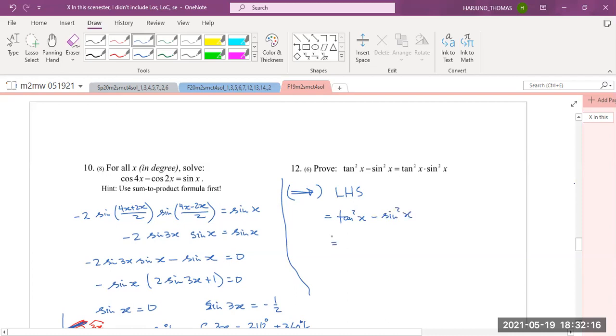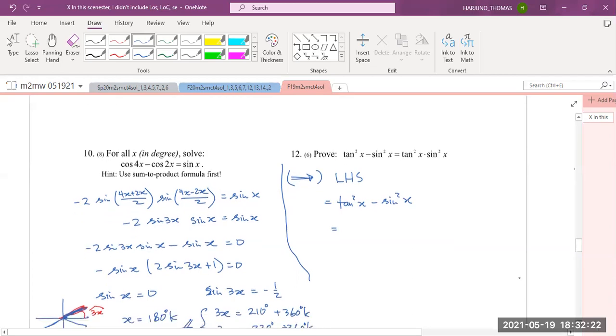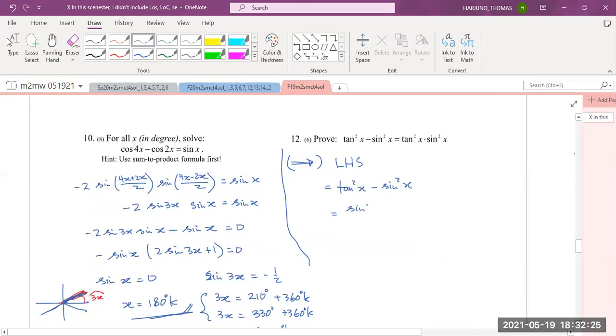We have tangent and sine, but there is no direct relation between tangent and sine though. Okay, let me write it as sine squared x over cosine squared x minus sine squared x. And then let's do LCD. Sine squared x over cosine squared x minus original sine squared x times cosine squared x over cosine squared x. Once they have LCD, we can put them together.